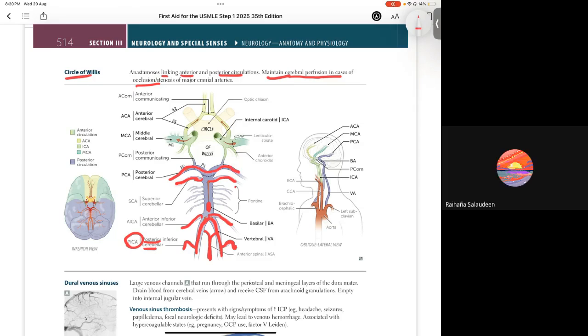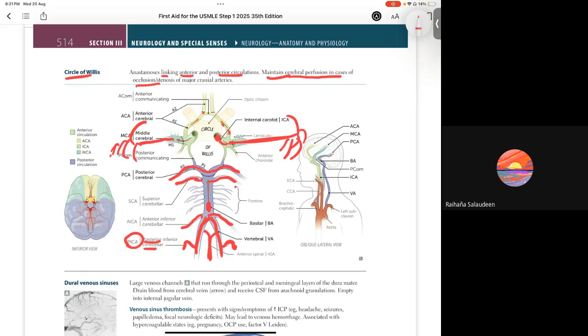Any question? Okay. So you can see that this was your middle cerebral just moving and giving innervation to the lateral portion of your brain. This was your internal carotid giving these ophthalmic, right?